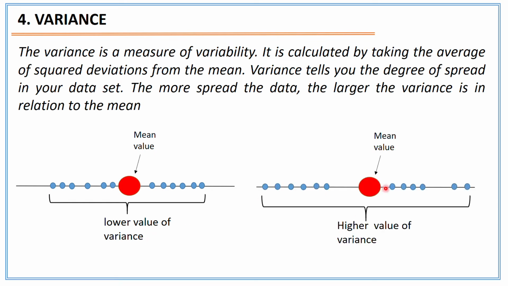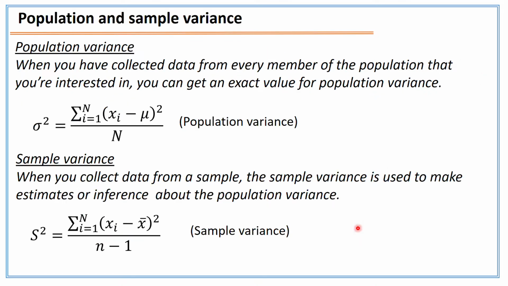But in this figure, as you can see, here is the mean value and the data is spreading far more, at a far distance from the mean. So here I can say that it has a higher value of variance. Now we will see how to calculate it using the formula.